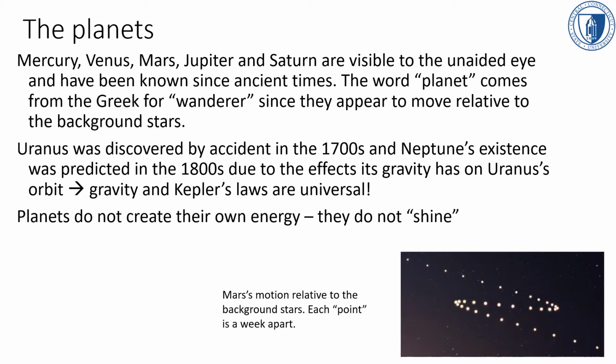And planets are different from stars because they don't create their own energy. They don't shine. And how did they know that these things were planets? Well, they didn't know what they were. What they did know is that relative to the background stars, these particular wandering stars, that's what planet means, wanderers, appeared to move independently. They didn't stay in just one constellation, for example. And that's how the ancient people knew they were special.